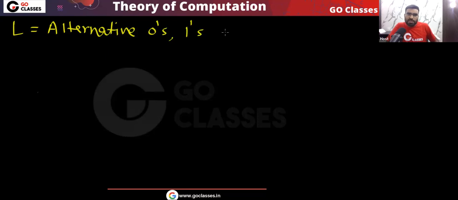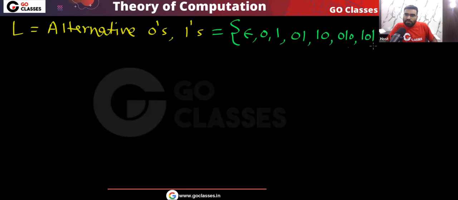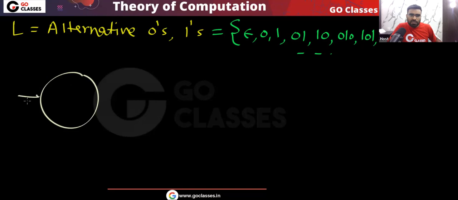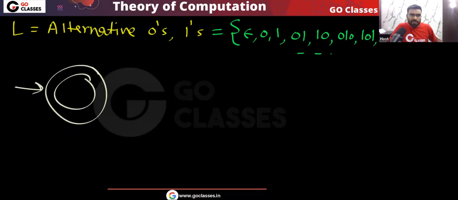Alternating 0s and 1s. And remember, there will be the empty string also. There will be 0, 1 and like this. This type of strings you have. So let's create the DFA now directly. Notice the DFA is actually very simple. The initial state will be final, no problem. Yes or no? Because I want to accept the empty string.